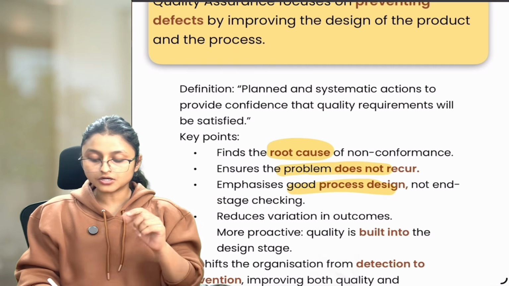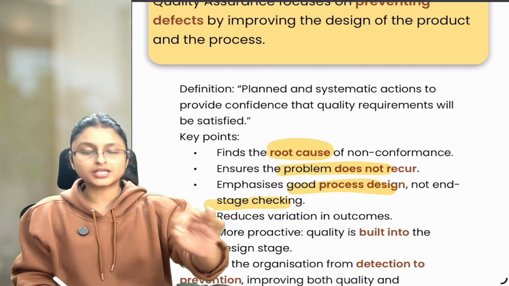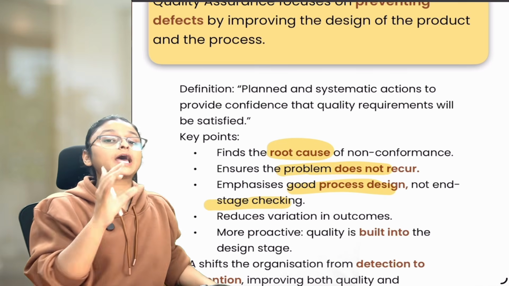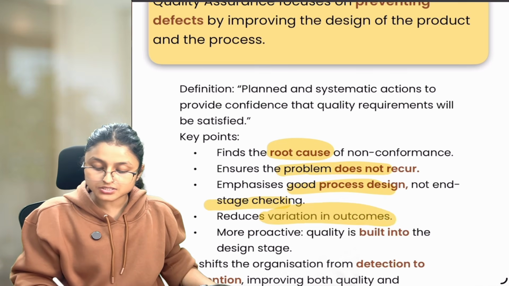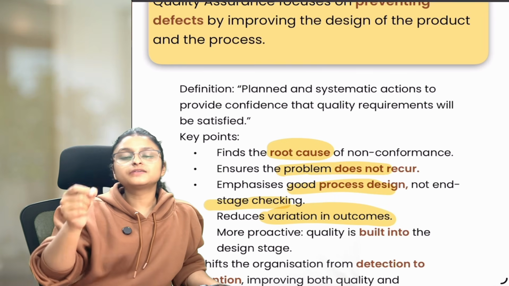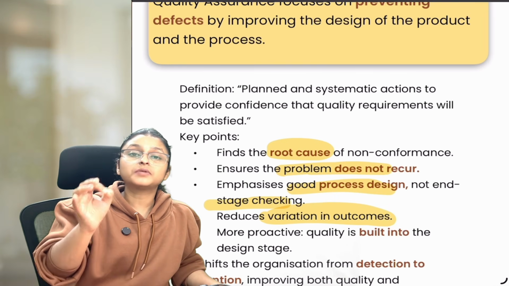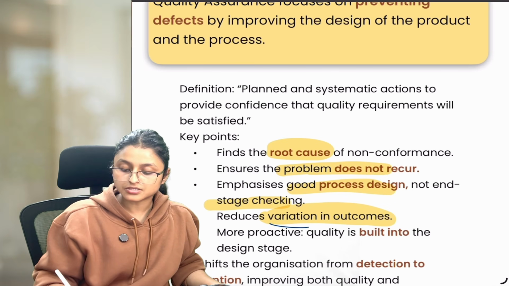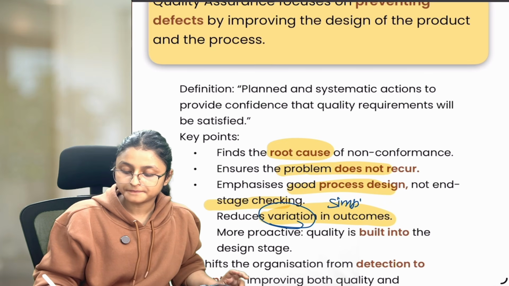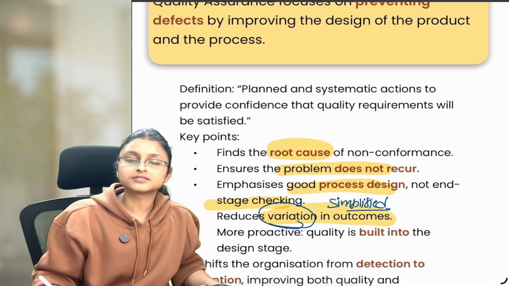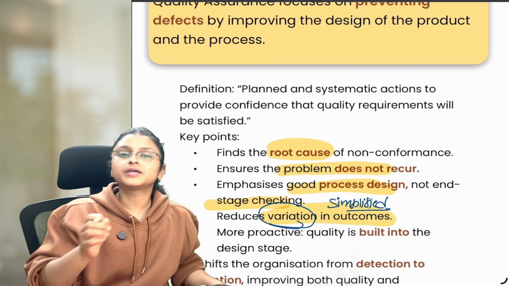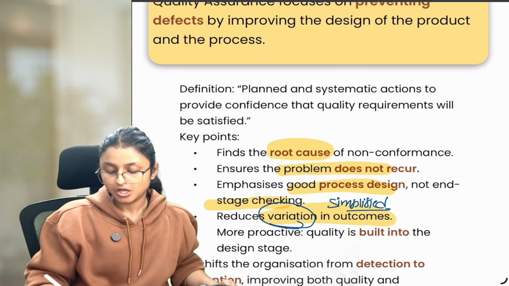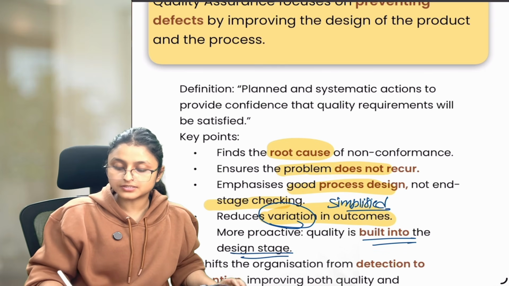Emphasize more on designing a good process, not end state checking. Don't focus on inspection. Focus on designing processes such that we are not having defects at all. Reduce variations in outcome. Think about it. When you simplify your product, when you standardize the process of making the product, you are able to reduce the defects. And that is why variations are reduced, so that the product is simplified. And as the product is simplified, there are no complications. You are making the product in the same fashion every time, then the defects will also be reduced. More proactive, quality is built into the design stage itself.